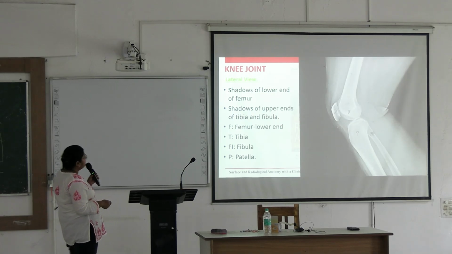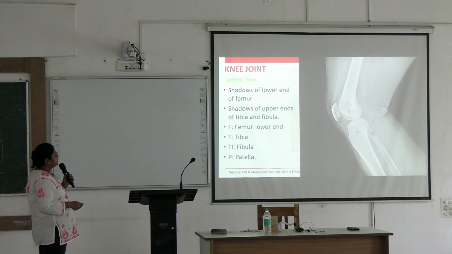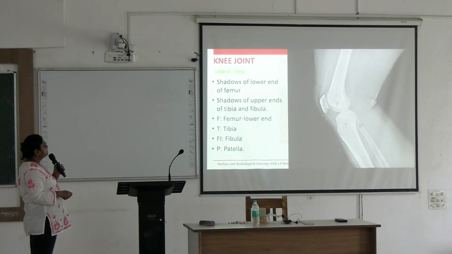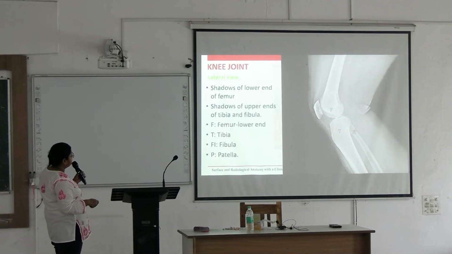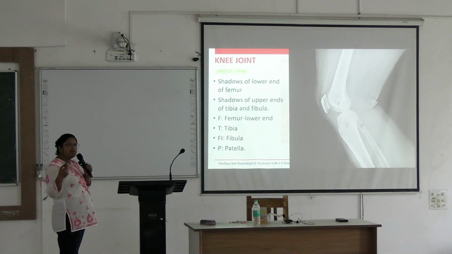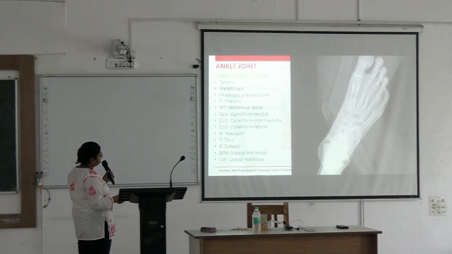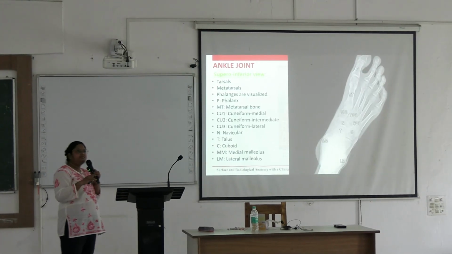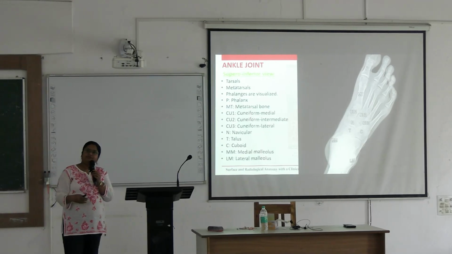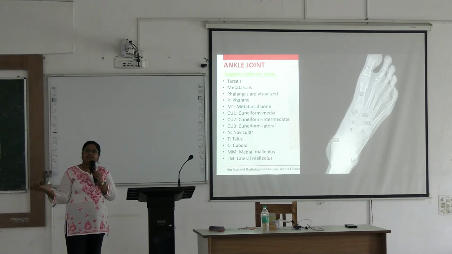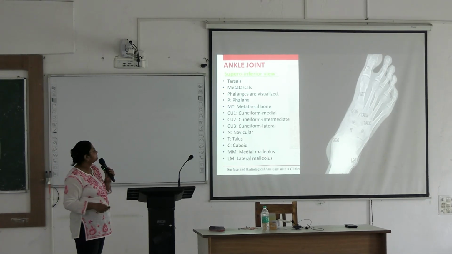So shadows of lower end of femur, shadows of upper ends of tibia and fibula. This is femur, tibia, fibula and patella you can see in the lateral view. So to determine any fracture, you have to take both the views of knee: anteroposterior, also the lateral view.